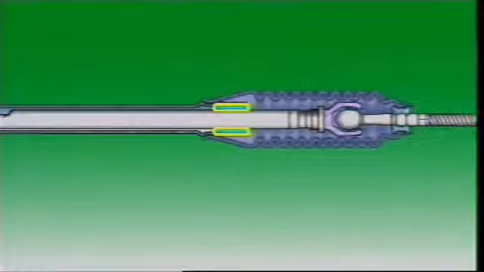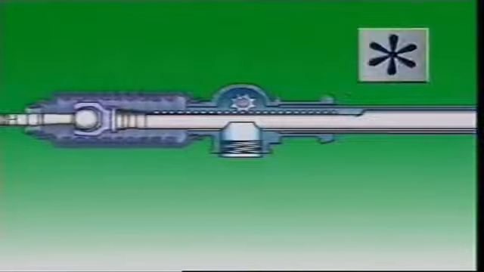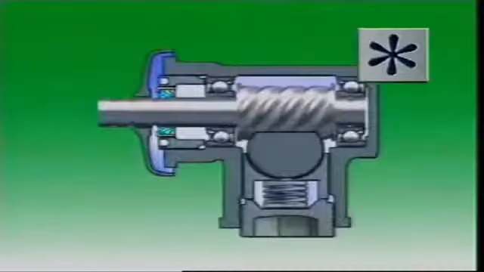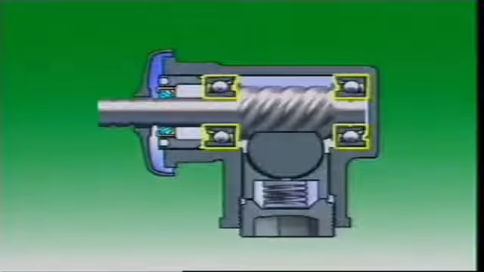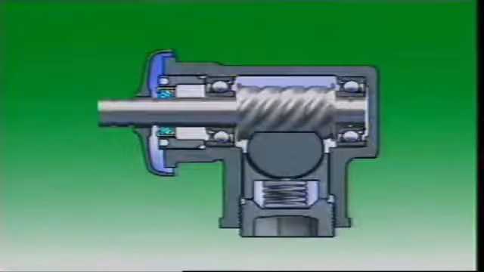The rack is supported at the other end in the rack housing or tube by a bush, normally of nylon. Nylon is used because it has a low coefficient of friction and low wear rates. The pinion is supported by two bearings in the rack housing.